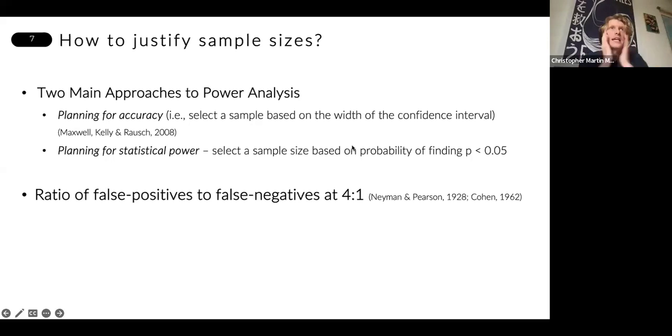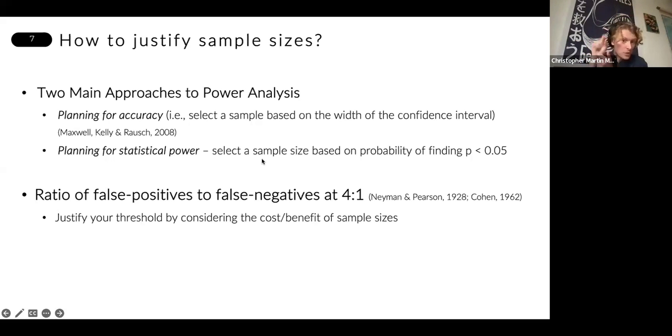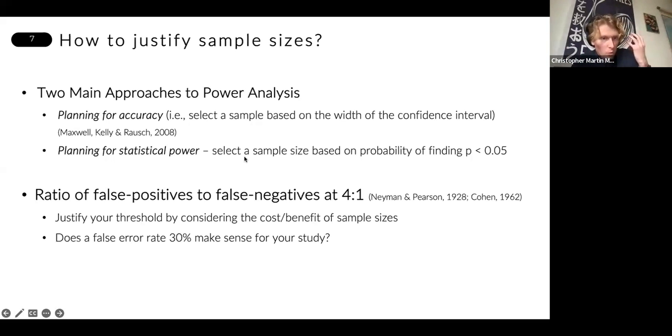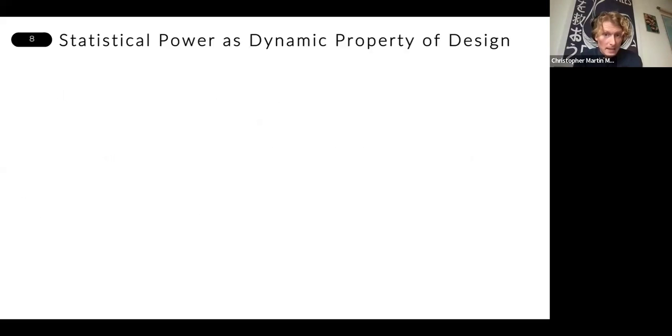And if we really just take a pause and think about what the threshold of 80% power really means, it's this, right? The ratio of false positives to false negatives is 4:1, in the sense that we accept false negatives to a greater extent than false positives. And this is an important nuance to keep in mind, right? We need to justify our thresholds by considering this cost-benefit analysis of sample sizes. We need to think, well, does an error rate of 30% actually make sense for this study, or does it not? Yes. Okay.